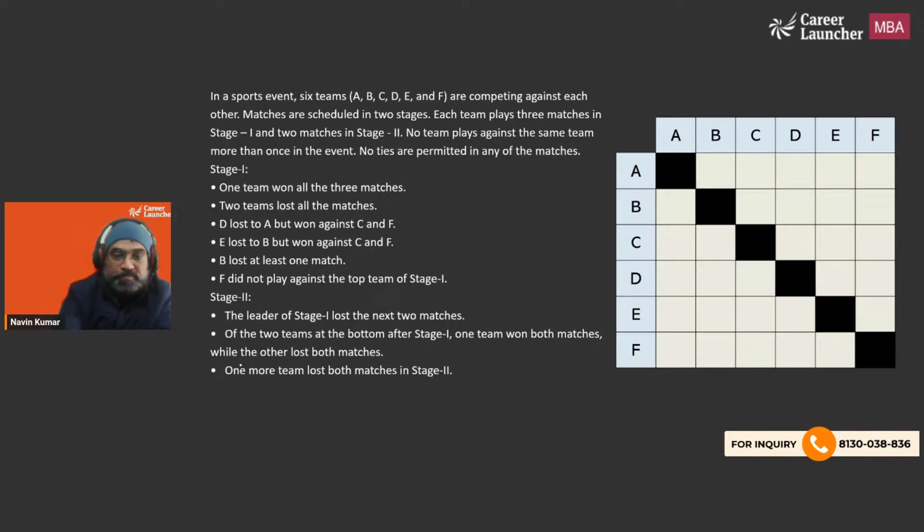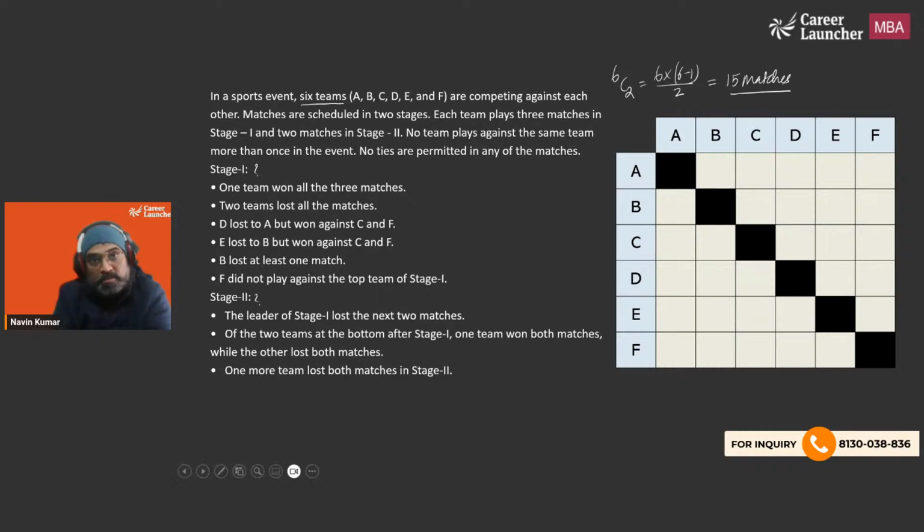So this is what we have. The first important thing here is how many matches are there in stage 1 and how many matches are there in stage 2. There are basically two ways to understand it. First, what will be the total number of matches when we have 6 teams? So when we have 6 teams, we are going to have 6C2, or 6 into 6 minus 1 whole divided by 2, which is going to give us 6 into 5 by 2, which is 15 matches. There are going to be a total of 15 matches.